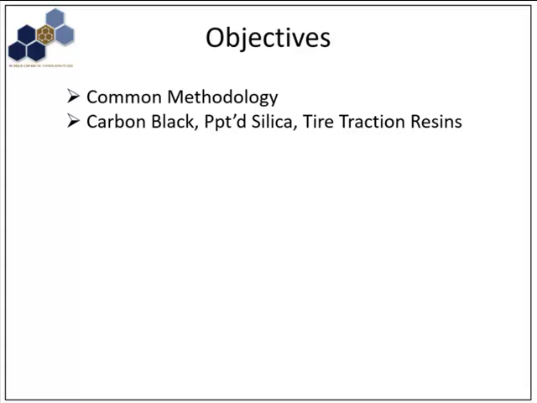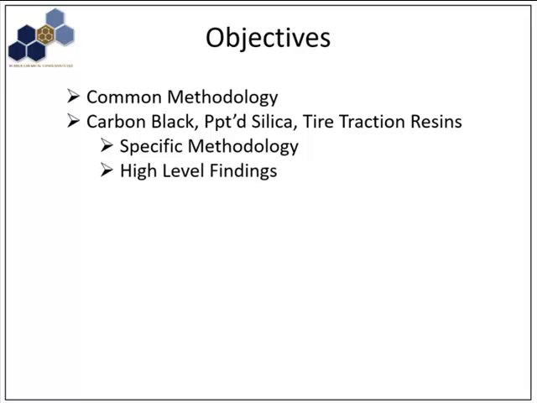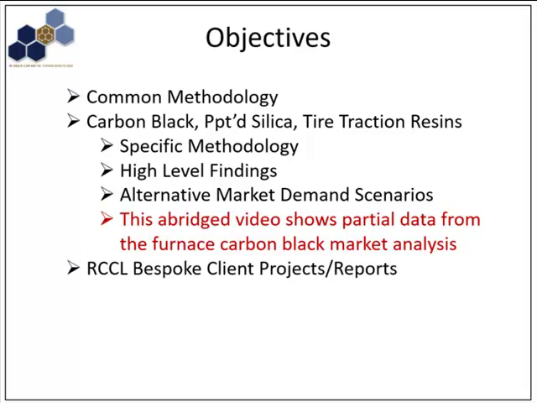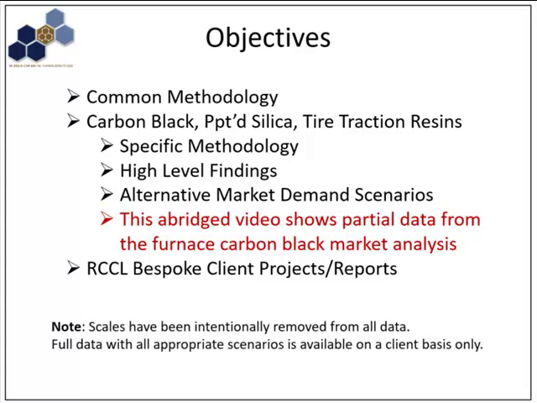For each of these 3 chemical groups, discussion will focus on specific methodology used to characterize the group's market volumes, high-level market findings, proposed alternative analysis scenarios which are required to gain full market insight. This abridged version only shows limited data from the furnace carbon black market analysis. The presentation concludes with the advantages of using Rubber Chemical Consultants' bespoke market project service. Please note, this presentation is a high-level overview. Scales have been intentionally removed from graphs and figures.